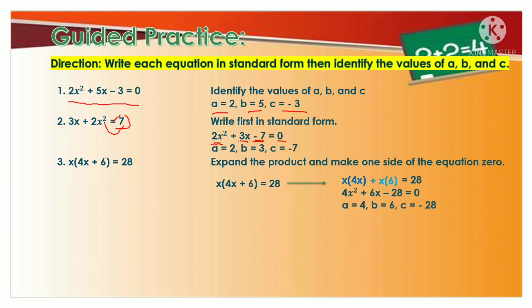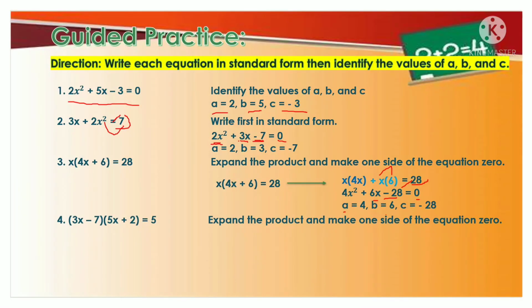So let us multiply now. We have x times 4x is 4x squared. Then x times 6 is 6x. And this positive 28 moved to the other side of the equal sign will become negative 28, and the remaining value is 0. So therefore, the values of a, b, and c: a is 4, b is 6, and c is negative 28.